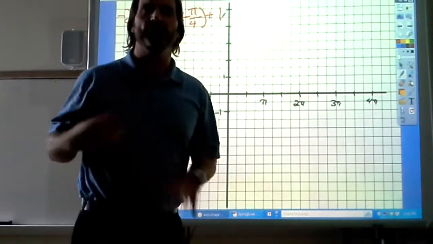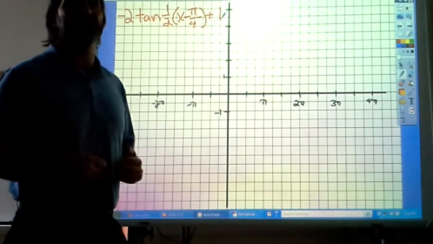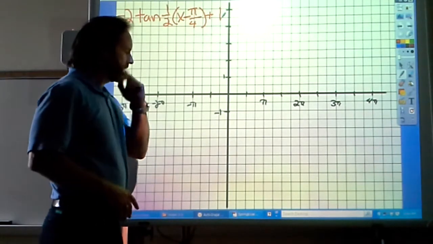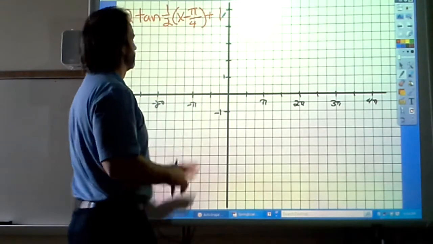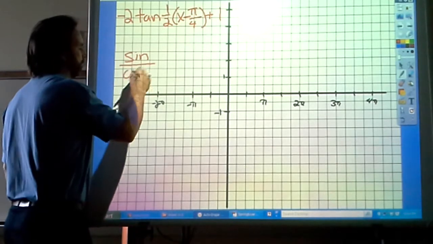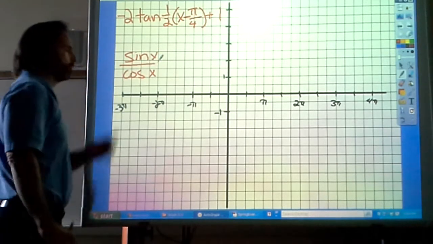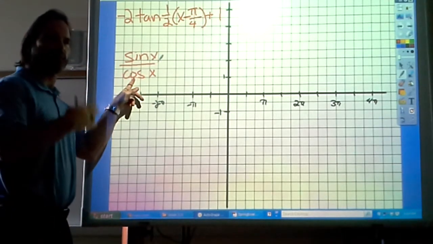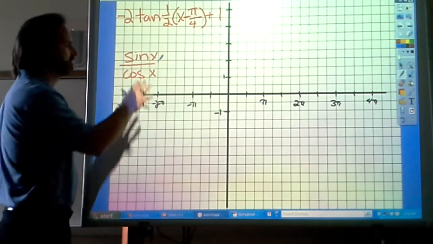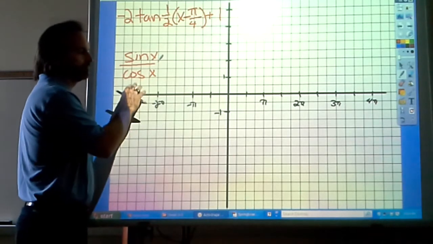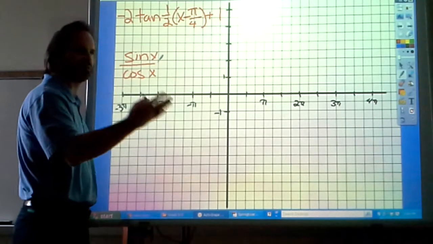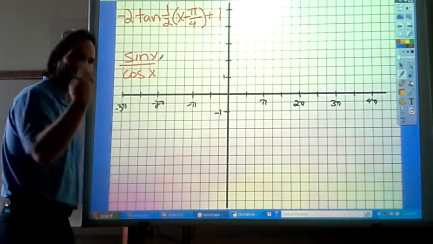Okay, I'm going to do some adjustments to a normal tangent function. Normally with tangent, we have our asymptotes where cosine would be 0. So the values that make cosine give me 0 have to be eliminated with asymptotes.